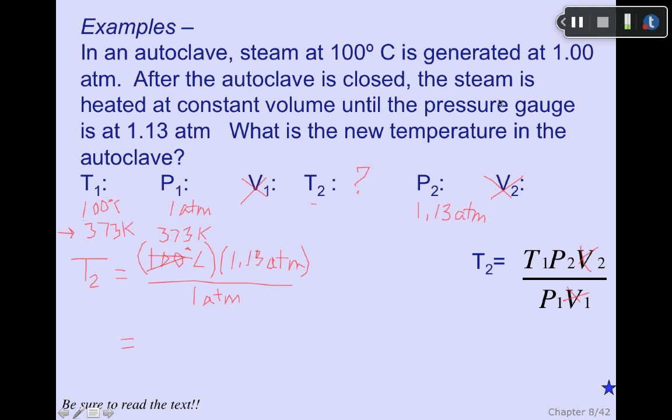I hope you've got a calculator handy and you can catch up with me and do it. Pause it while you do your calculations. If your calculator is consistent with mine, the answer I get is 421 Kelvin. 3 digits should be sufficient here.